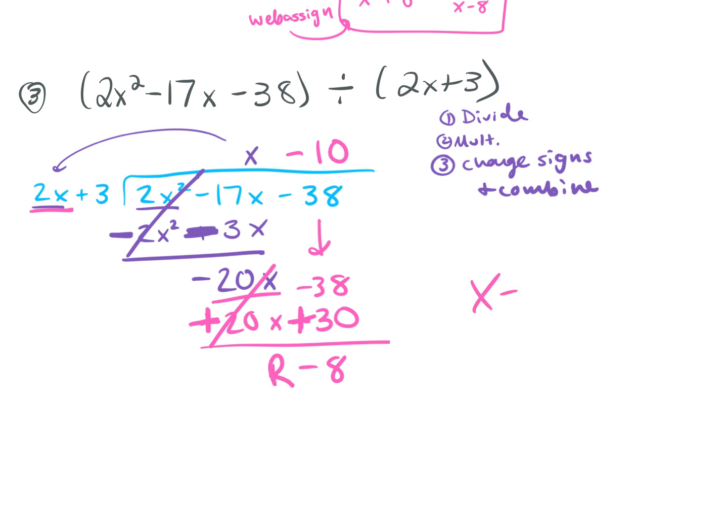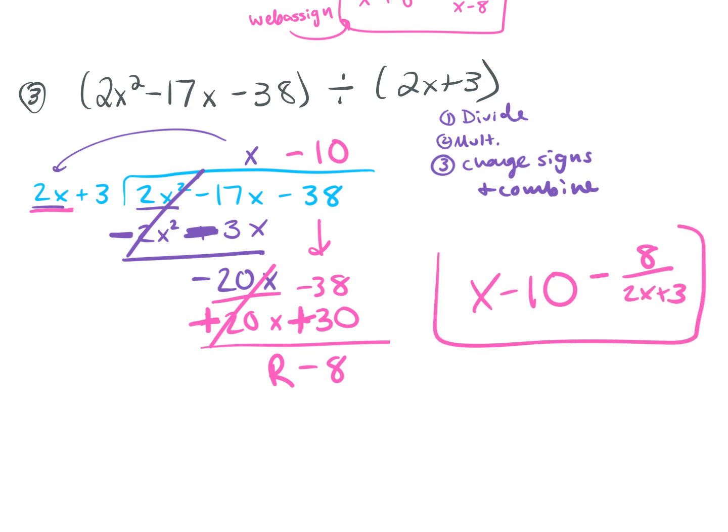So we'd write our answer as x minus 10 minus 8 over 2x plus 3. Yeah, if the remainder is positive, you'd put plus. You just keep the sign of whatever the number is that's your remainder.